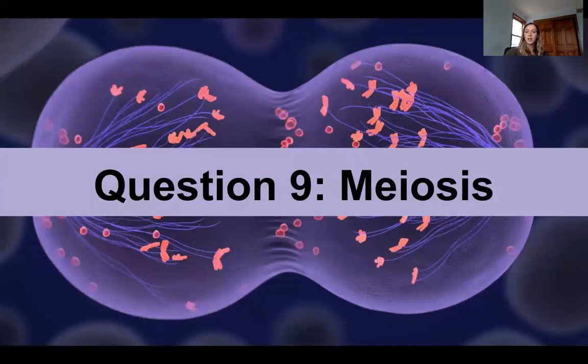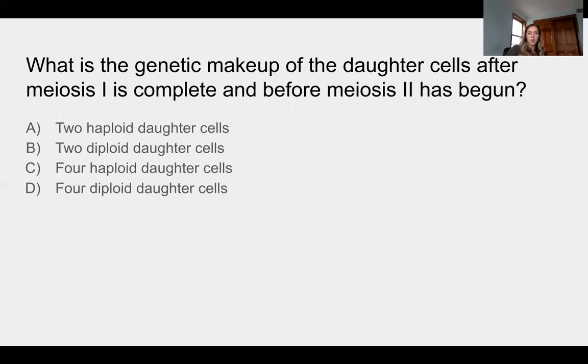All right, question 9 we have about meiosis. So what is the genetic makeup of the daughter cells after meiosis 1 is complete and before meiosis 2 has begun? So we have either 2 haploid daughter cells, 2 diploid daughter cells, 4 haploid daughter cells, or 4 diploid daughter cells. So just take a minute here, pause the video, and answer the question. All right, assuming that you've answered the question now, we can go over the answer.